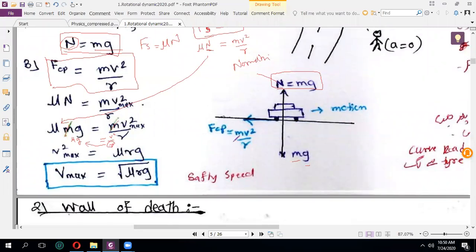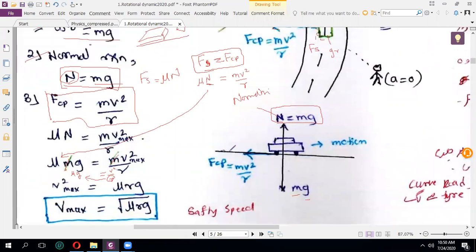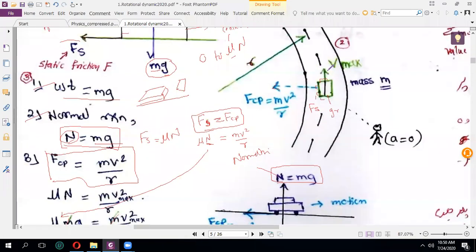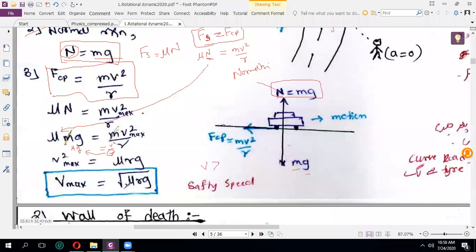That means if the car speed is equal to this value, your car is not leaving the curved road. If your speed is greater than this value, your car moves away from the center. That means an accident happens, right?